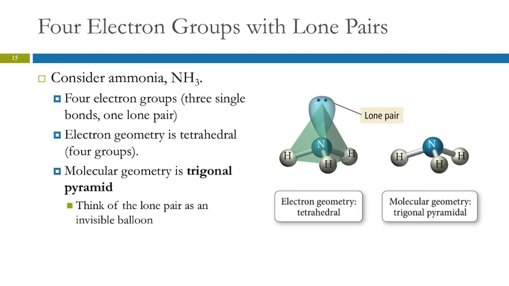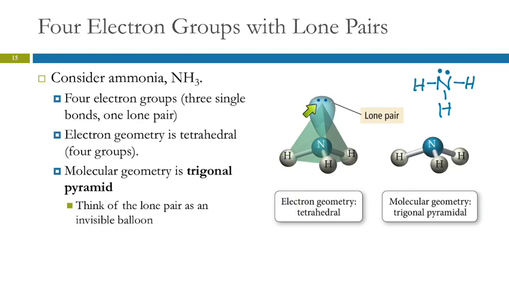So let's look at ammonia, NH3. Do its Lewis structure real quick here. If we look at ammonia, the nitrogen has a lone pair. The lone pair is one group. Each of these bonds is a group. So there's four groups. The four groups form a tetrahedral geometry. That's the geometry of the electron pairs, or electron groups.